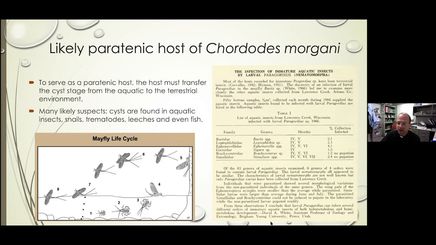Interestingly enough, they found the infected black fly larvae, but infected black fly larvae could not pupate successfully. They would just die. The uninfected black fly larvae could. So if they can't pupate and they die, it's probably not black fly larvae, right? Because the cysts will just die inside those larval stages.